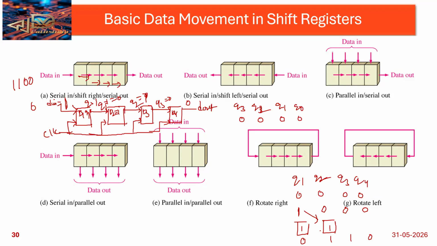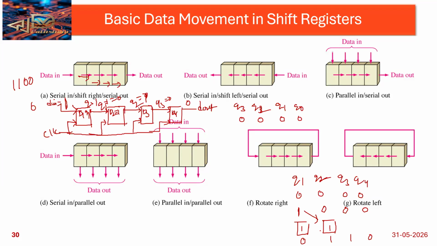Q1 is having data, Q2 is also having data, Q3 is also having data, Q4 is also having data, and then for that loaded output to come out, it will take another 4 clock cycles. In serial in serial out, it takes double the clock cycles. Suppose 4 bits are there, then 8 clock cycles are required to get the output coming out from that register. Suppose 8 bits, then 16 clock cycles are required.